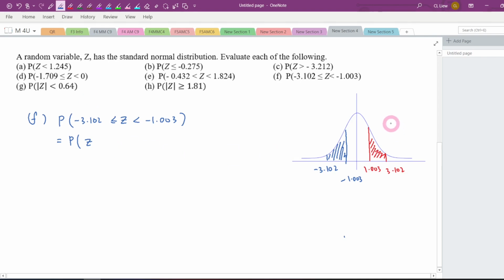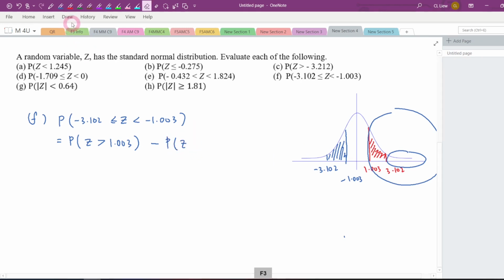So I take this whole part, 1.003, minus this part, so that I will be able to get the area for this part, right? 3.102. Okay, then just get the answer from the table for 1.003 and 3.102.